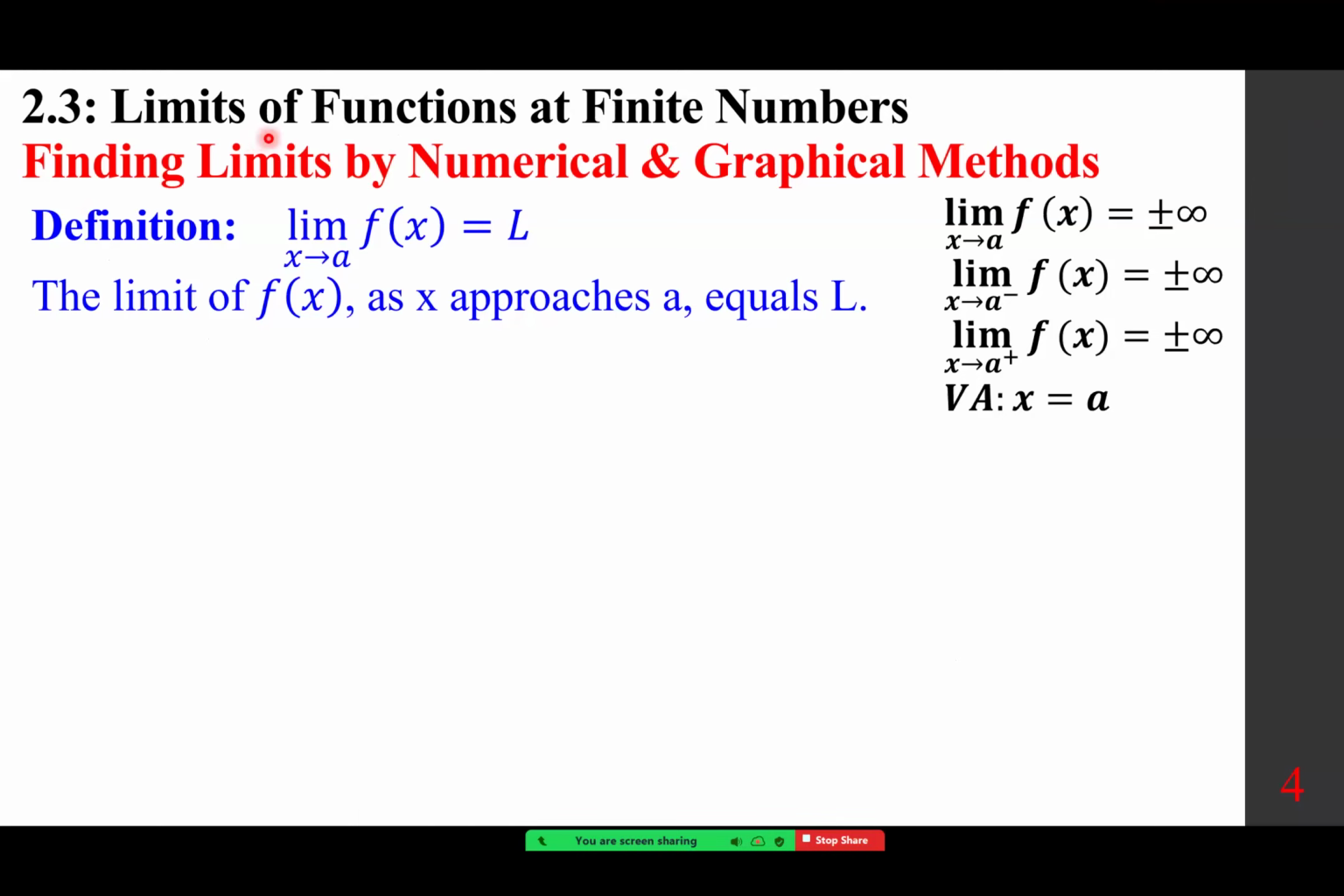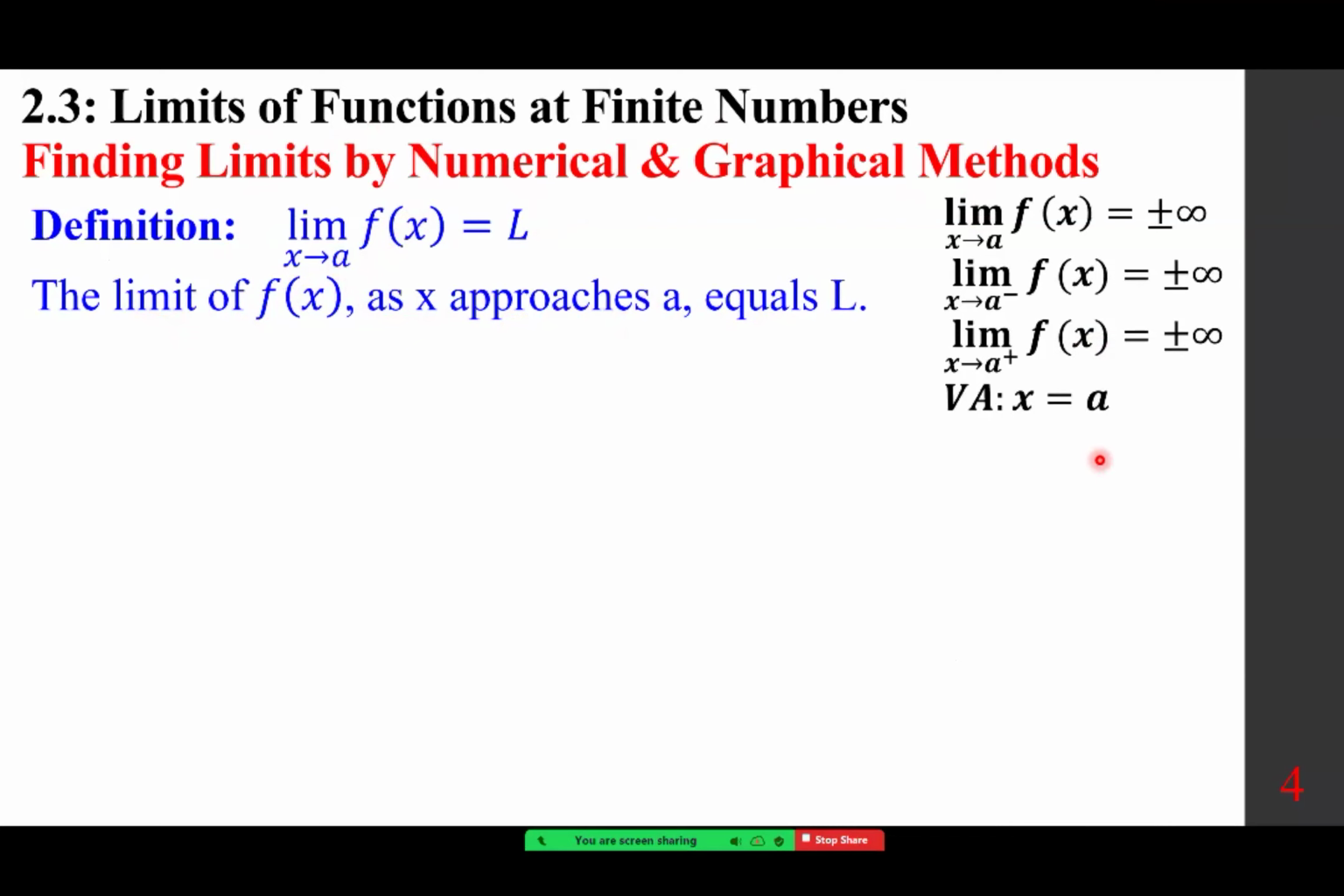2.3, limits of functions at finite numbers. Finding limits by numerical, graphical, and algebraic methods. So when we see this, the way we read this, the limit of f of x as x approaches a equals L, and the bottom line is that we are getting closer and closer to a, but we never get there. In other words, what happens at a is not of interest to us. Again, this is the summary of the section.